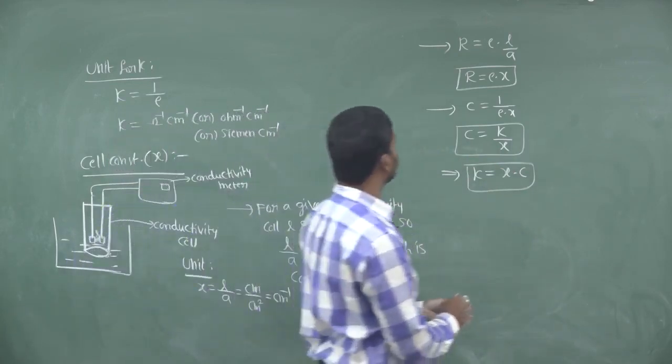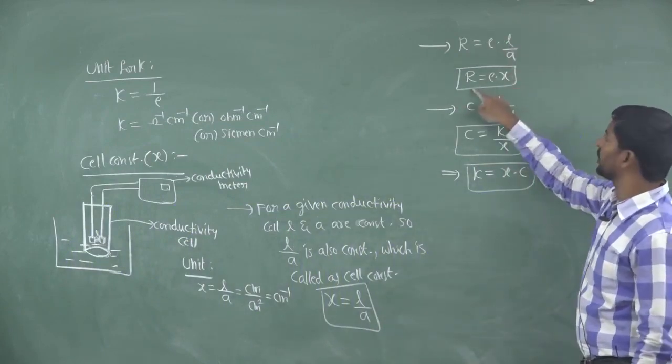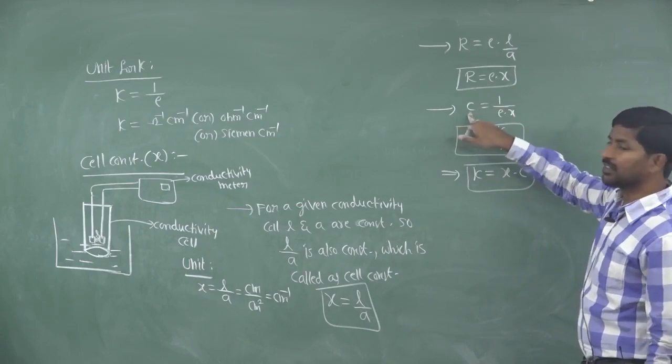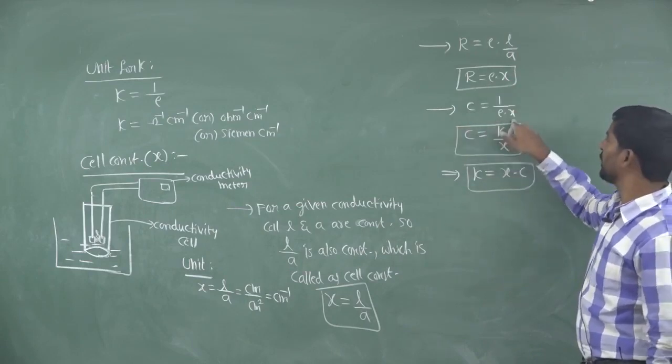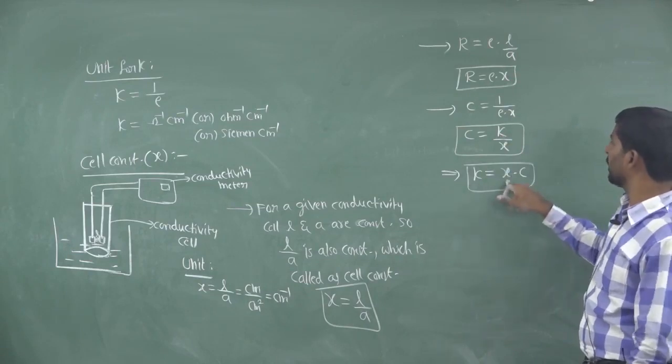In the place of L by A we have written X, and R is equal to rho into X. Inverse of resistance is called conductance. So 1 by rho into X. 1 by rho is called specific conductance. So the expression for specific conductance is X into C.